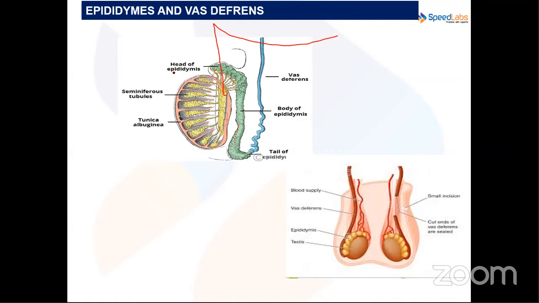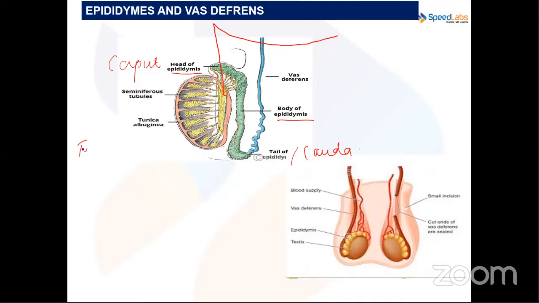In this epididymis, you have the head, which is called the caput. You have the body of the epididymis, and you have the tail of the epididymis, that is cauda. So what role does the epididymis have? That is very important. You do get questions based on the epididymis. So first of all, testis plus epididymis is known as testicles. In common language, we often refer to it as testicles.